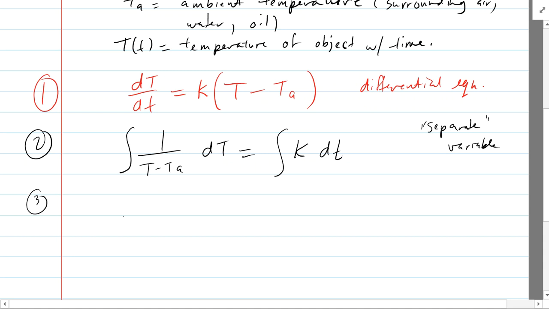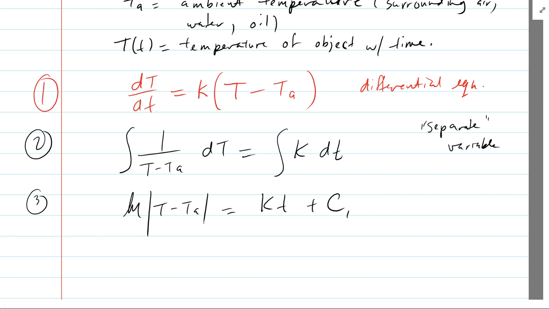Step 3, is this going to be natural log absolute value of T minus T sub A is equal to, what's the integral of k dt? kt plus C. And we'll call this C1. Because like last week when I started giving you the hints on where we were going with this, did we have more than one C by the time we were finished? It was still, because how do we undo? We got to get the T by itself. How do we undo natural log?